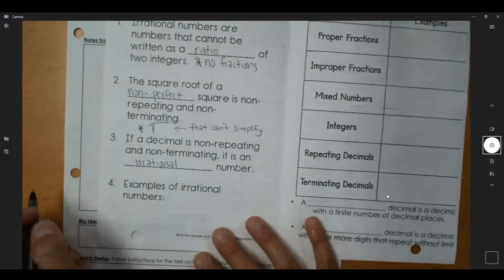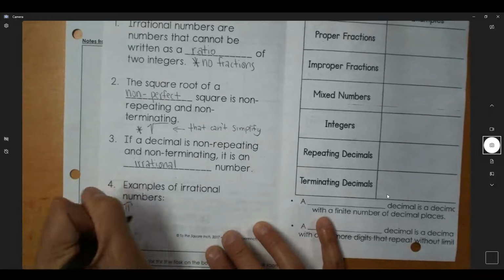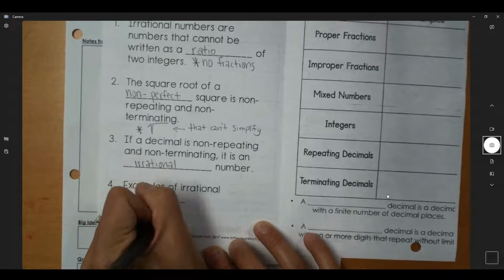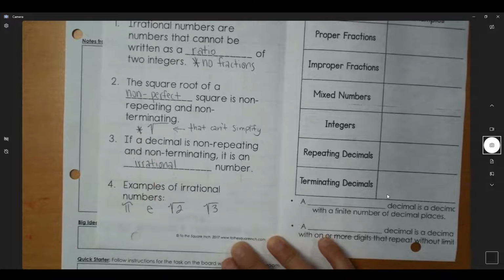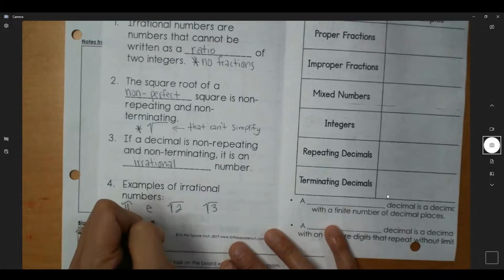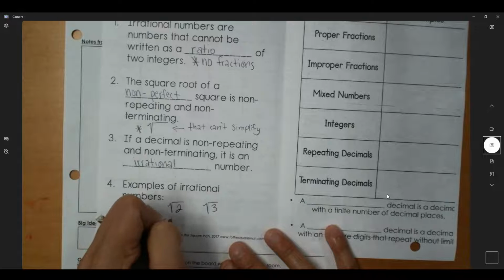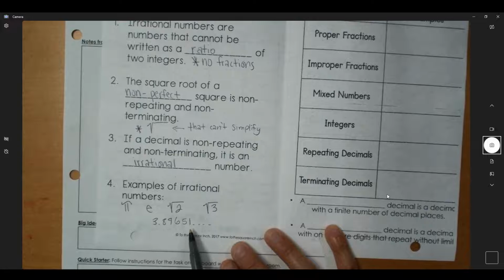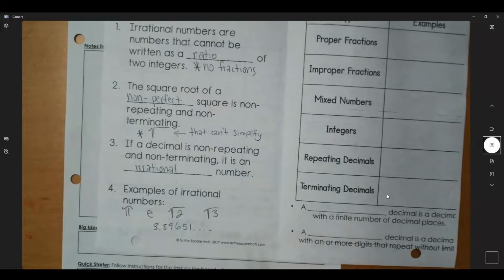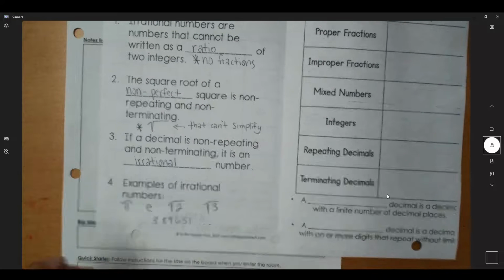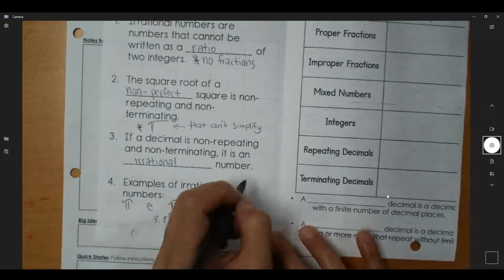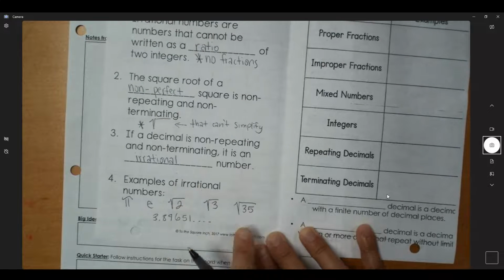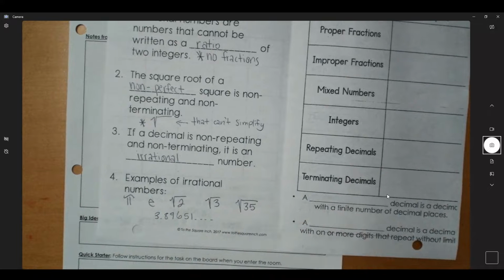And then some examples. So we talked about pi, we talked about e, we talked about the square root of 2, square root of 3. A non-terminating decimal would be something like 3.8965 dot dot dot. So there's no pattern happening, and then there's the dot dot dot. So it's not repeating and it's non-terminating. So that's why it is considered irrational. And something like the square root of 35, that's just 7 times 5, so we can't simplify that anymore. So that would be considered irrational as well. Okay, on to the other side.